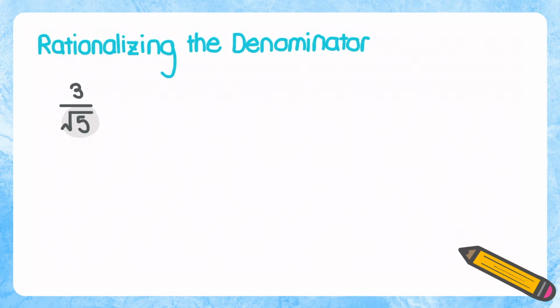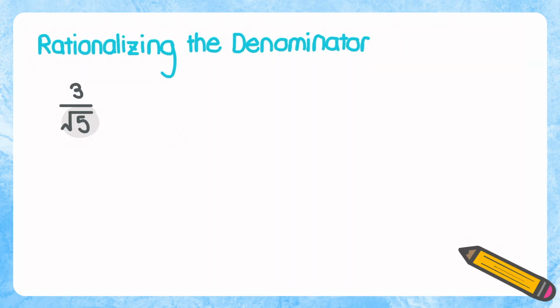Let's say we have something like this: 3 over the square root of 5. Notice how we have a square root in the denominator. Although this is a correct answer, usually we don't like writing it like this. We want to get rid of the square root in the denominator. So what can we do? This process is called rationalizing the denominator.